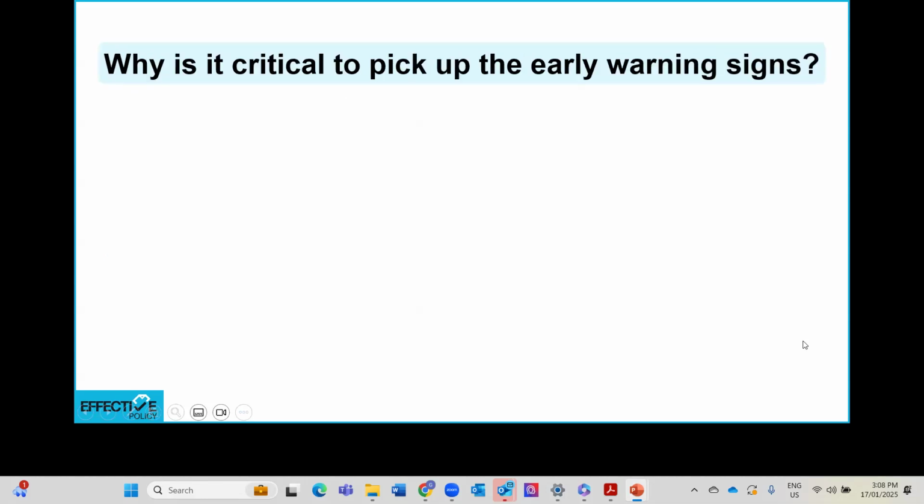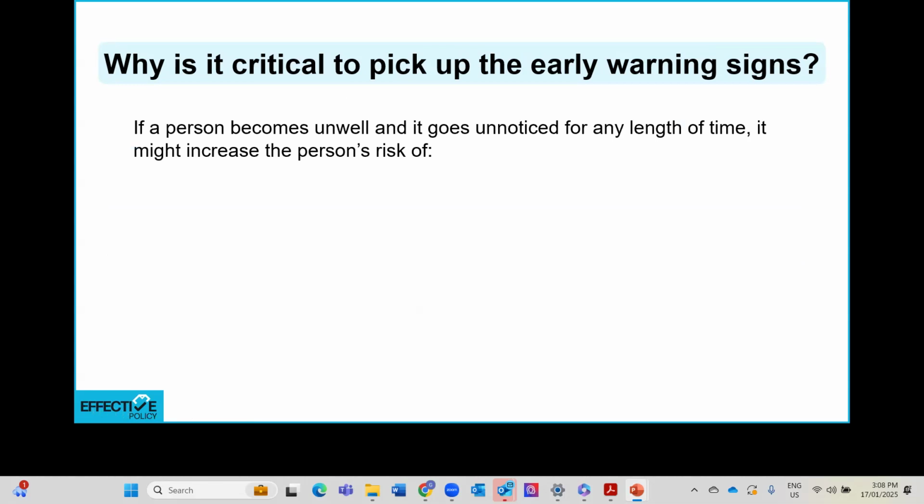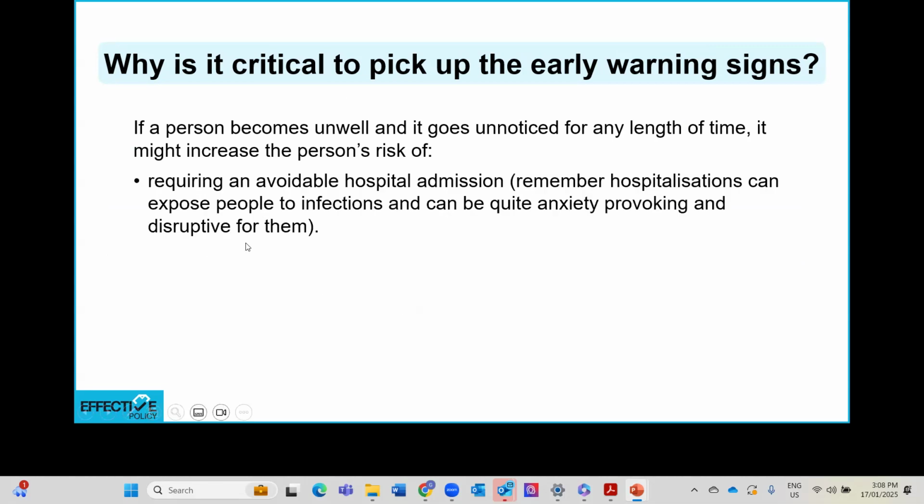Why is it critical to pick up the early warning signs? If the person becomes unwell and it goes unnoticed for any length of time, it does increase that person's risk of requiring an avoidable hospital admission. Remember, hospitalizations can expose people to infections and can be quite anxiety-provoking and disruptive for them. A hospital admission is a transition. We talk about transitions as an actual indicator within the NDIS for sure, because it upsets everything.